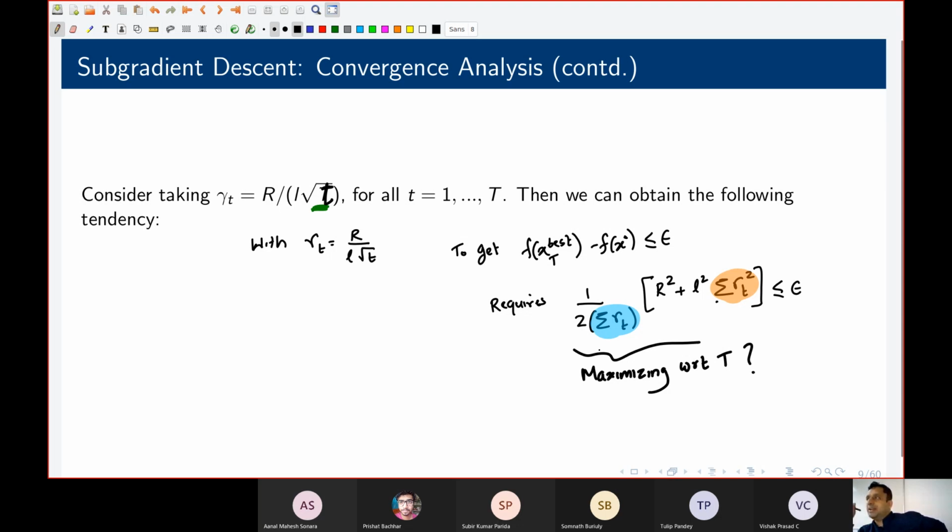By the way, the numerator is diminishing faster than the denominator anyway. The numerator in the sense the non-fixed term. R square obviously is fixed. But this is diminishing fast. The part in blue is diminishing slower. Yeah. Try and work it out.